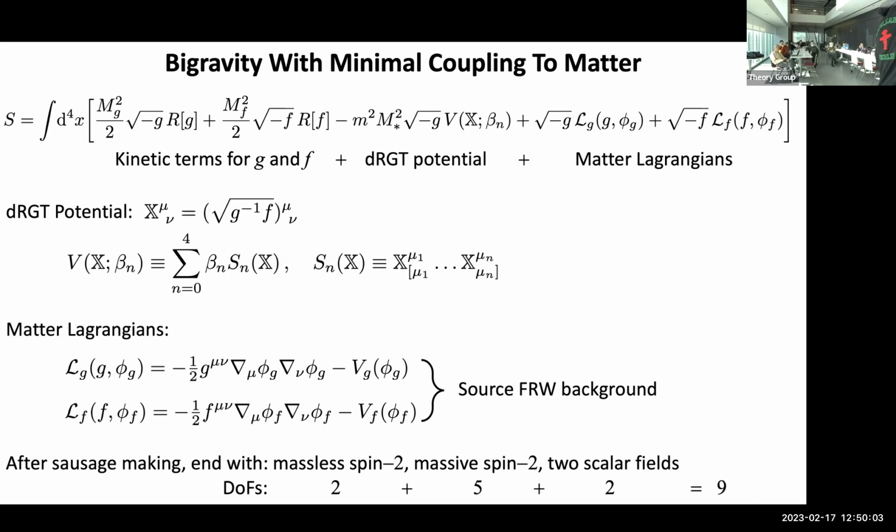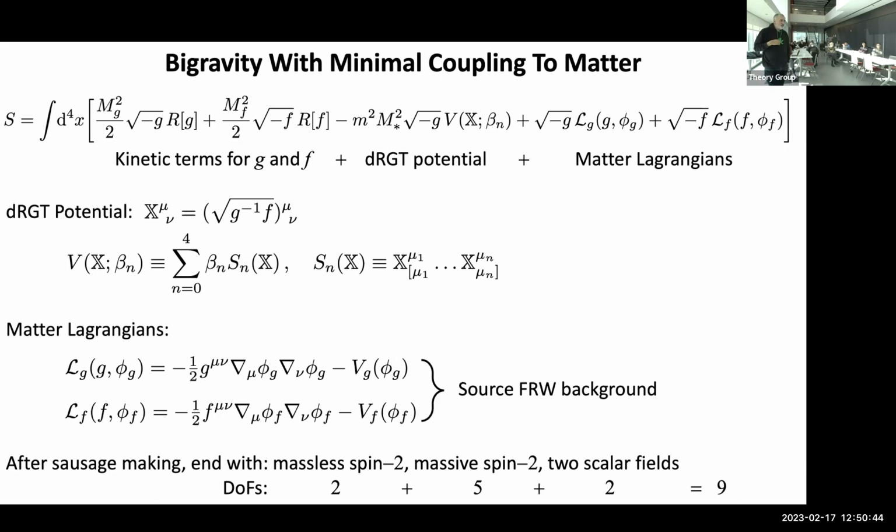So there is a matter field, just represented by a scalar field phi G, that couples to the G metric, and a scalar field phi F that couples to the F metric. This dRGT potential mixes them; it describes the interactions between G and F. Here X is sort of a square root of a metric. It's a more elegant formalism if you use tetrads, but this is the way it's usually written.